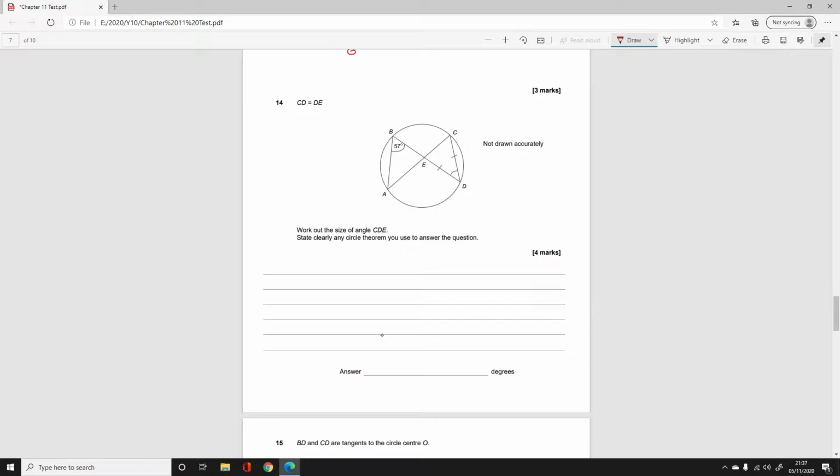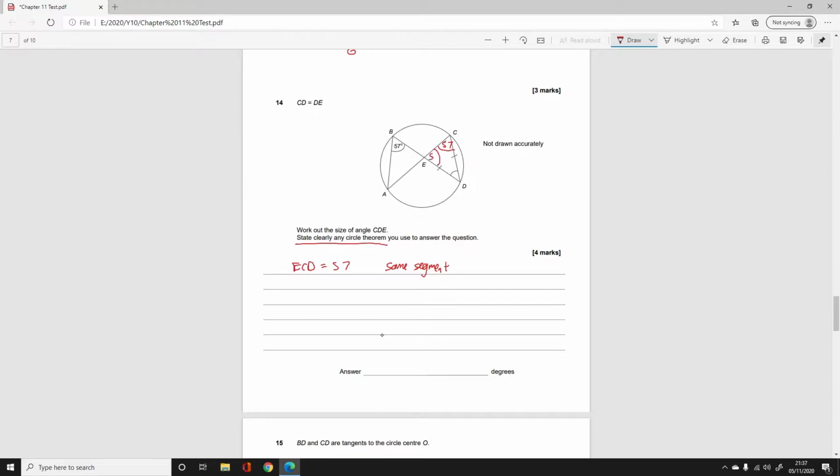So back to circle theorems. Again, state clearly any circle theorem you use. Our first circle theorem is going to be to get 57 over here. We can say that ECD is equal to 57, and the reason for that is same segment theorem, or bow tie theorem, but we want to say same segment.